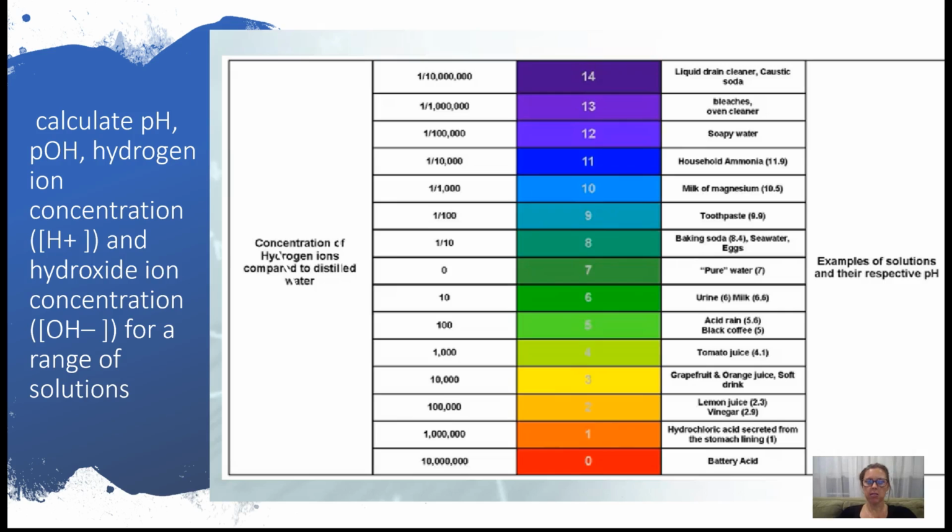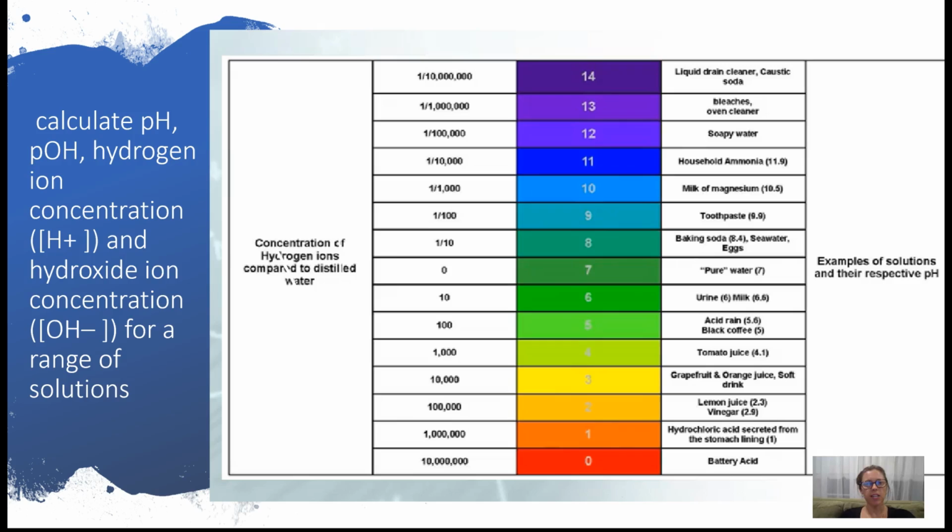In our last lesson, we were looking at measuring the pH of a variety of different household solutions using a pH meter and also a universal indicator. And we talked about the relationship between the pH and the concentration of those hydrogen ions in that prac that we did today. And you can see down the right hand side in this table some of those substances that you may have tested in today's lesson. For example, our household ammonia having a pH of around about 11, our pure water, so our distilled water, about 7, and some of you being interested in the battery acid that had a pH of 0.